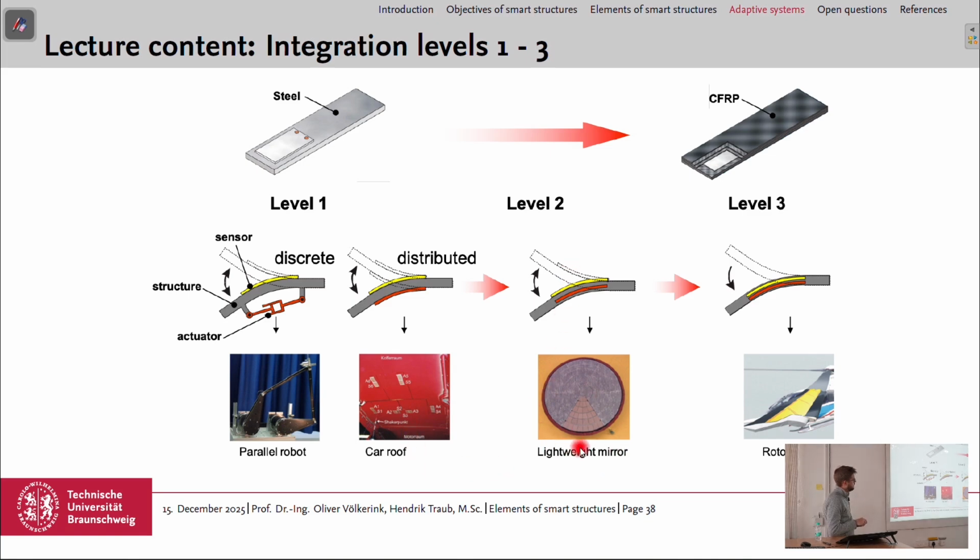For the lightweight mirror from the satellite reflector, this would be level 2 with integrated actuators, and level 3 made from carbon fiber reinforced plastics with sensors and actuators integrated. This is the case for the helicopter rotor blade.